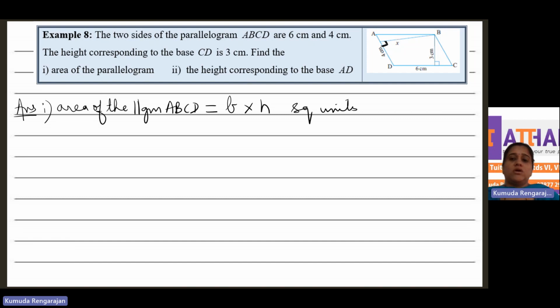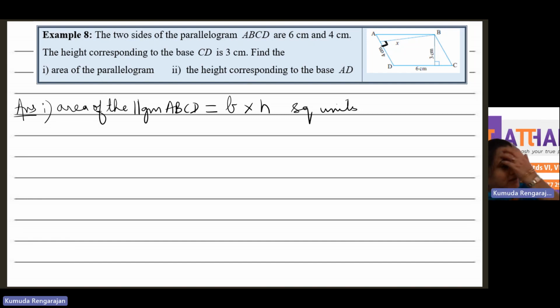Correct? Now, you know 2 bases, 6 centimeters and 4 centimeters. But for which base do you know the altitude? No. See, now you should know the value of B. You should know the value of H. Only then you can find the area. Now tell me, for which base do you also know the altitude? DC.